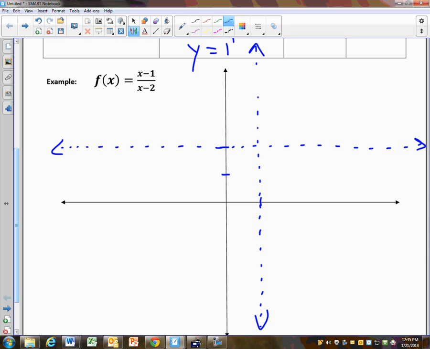Let me show you something real quick. Don't pick infinity, but pick a number really far to the right. 200. Okay, we picked 200. Watch what happens when you plug in 200. You get 200 minus 1 over 200 minus 2, or 199 over 198. What number is 199 over 198 really close to? 1.